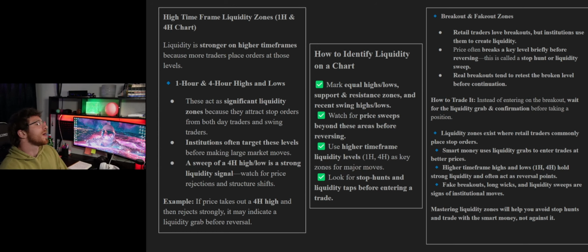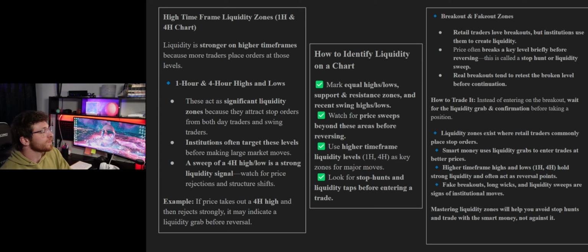So liquidity is stronger on high time frames because more traders place orders at these levels. What I use is the 1 hour and the 4 hour highs and lows. These act as significant liquidity zones because they attract stop orders from both day traders and swing traders. Institutions often target these levels before making large market moves. A sweep of a 4 hour high or low is a strong liquidity signal. Watch for price rejections and structure shifts.